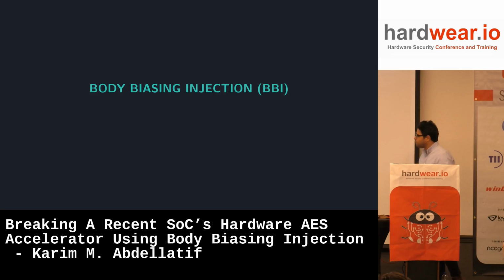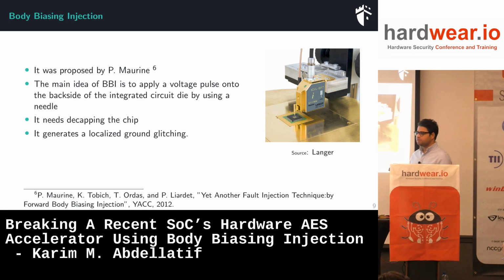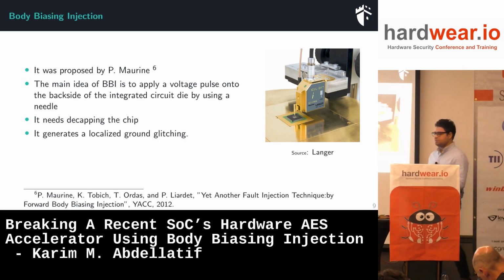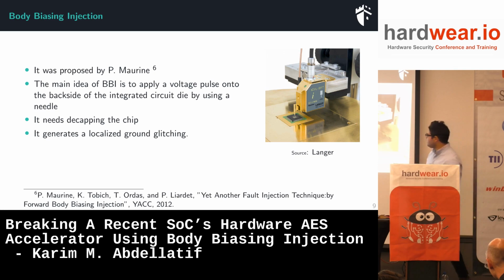Now, let me introduce body biasing injection to you. The main idea of body biasing injection is to apply a high voltage to the surface of the chip using a needle. The needle is going to pass a current to the surface of the chip, trying to create errors. It was proposed by Philippe Maurine in 2012.